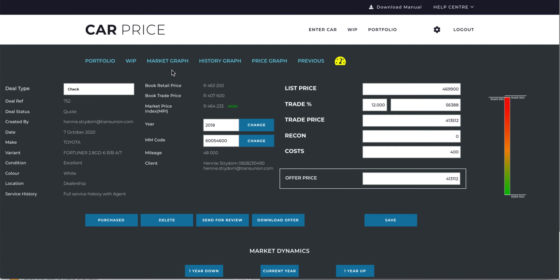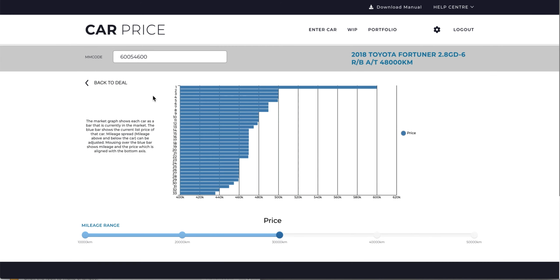On to the various tools that are at your disposal. The market graph shows the cars in the market at present. Each bar represents a vehicle, and if you mouse over it, you get the price and the mileage of that vehicle. It's a graphical representation of the market.